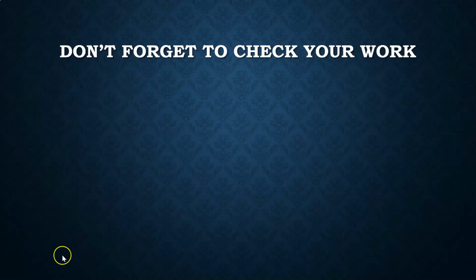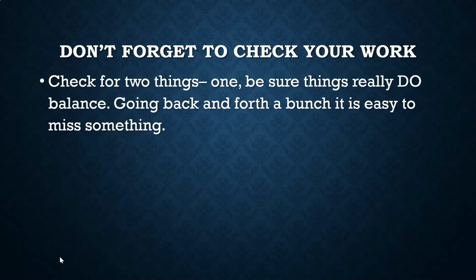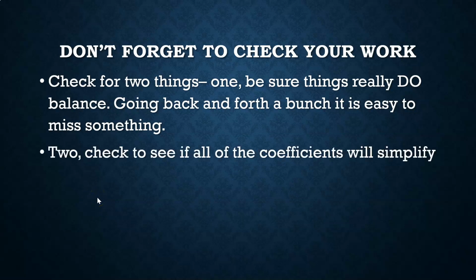Whenever you finish balancing an equation, you should always check your work. One, you should check to be sure that you have really balanced everything by recounting all of the atoms or ions on each side of the equation. It's pretty easy to miss something, especially if you are stressed or in a hurry. You should also check to see if your coefficients can be simplified.